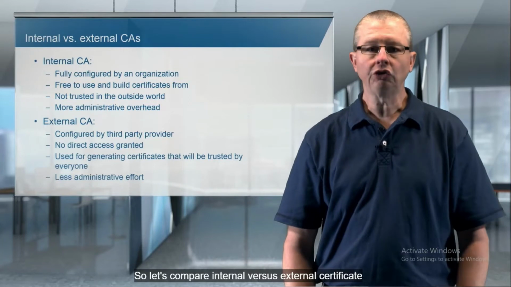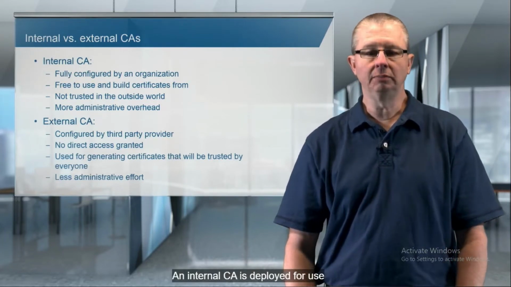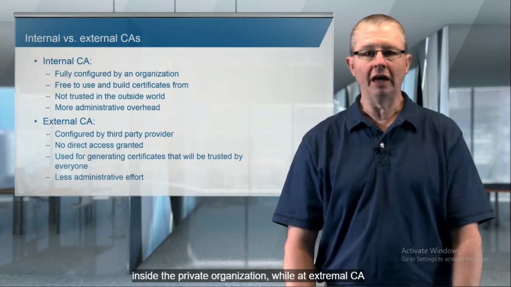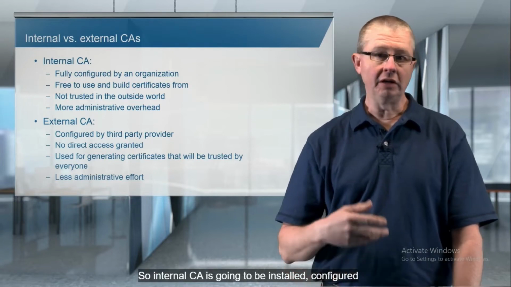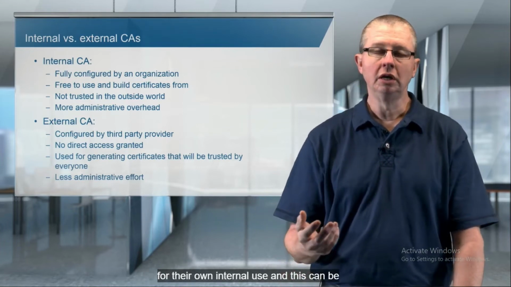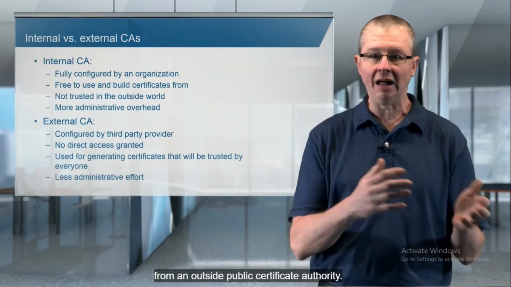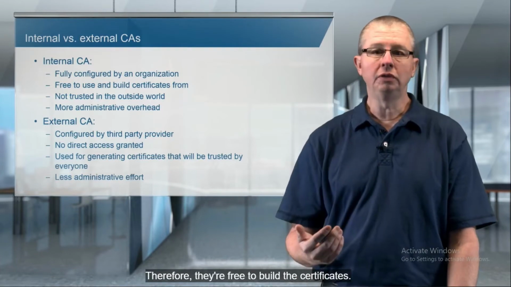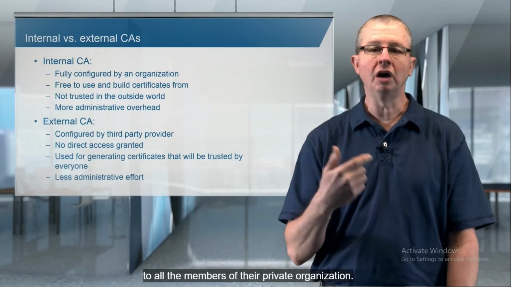So let's compare internal versus external certificate authorities. An internal CA is deployed for use inside the private organization, while an external CA is used for the public in general. So an internal CA is going to be installed, configured, and managed by the organization themselves for their own internal use. And this can be deemed a cost savings because they don't have to spend money on getting certs from an outside public certificate authority. Therefore, they're free to build the certificates. They can freely distribute the trust as needed to all the members of their private organization.